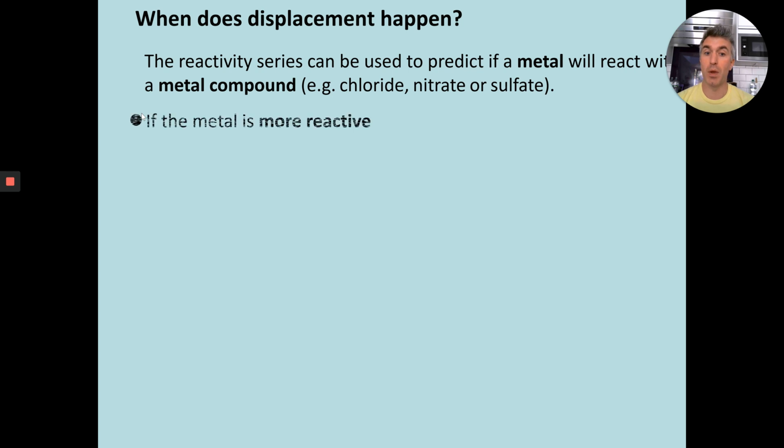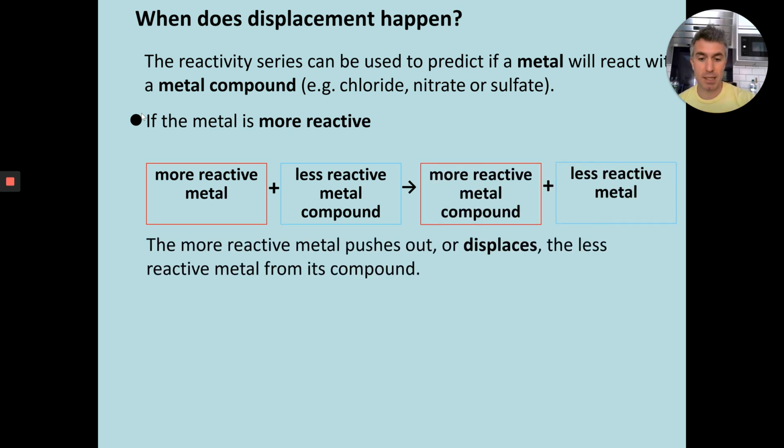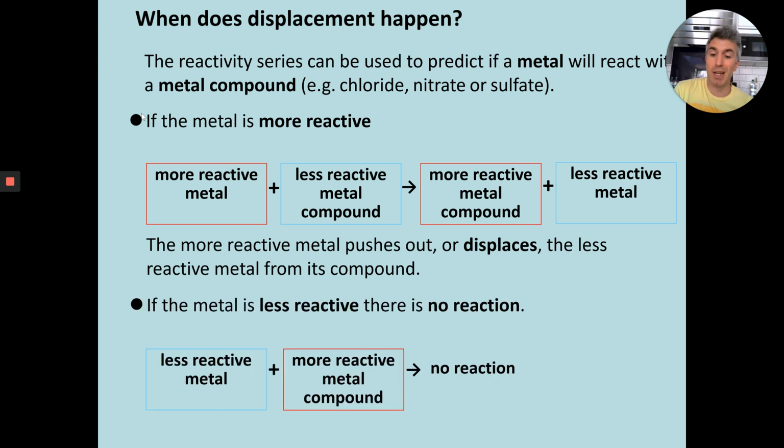We can also use it for displacement reactions. We looked at displacement reactions a couple of lessons ago with halogens. If you have a more reactive metal and a compound with a less reactive metal in, and then you throw them together, the more reactive one displaces, kicks out the less reactive. And so you have a displacement reaction. We know that will happen if we look at the reactivity series. If the metal we put in is less reactive, there's no reaction.